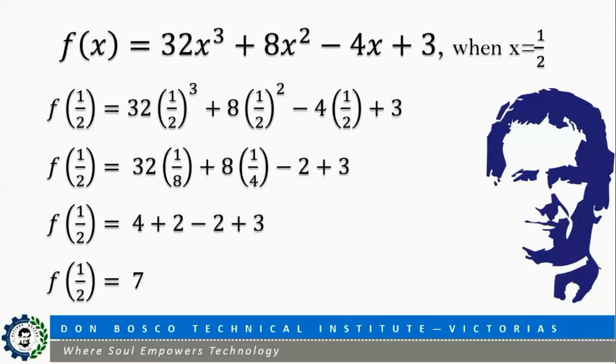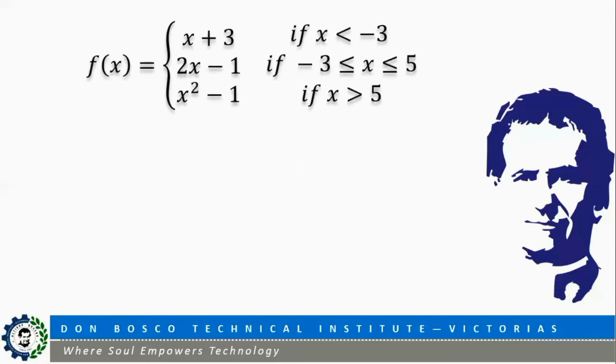Our last sample function for today is a piecewise function. f of x is equal to x plus 3 if x is less than -3, 2x minus 1 if x is greater than or equal to -3 but less than or equal to 5, and x squared minus 1 if x is greater than 5.